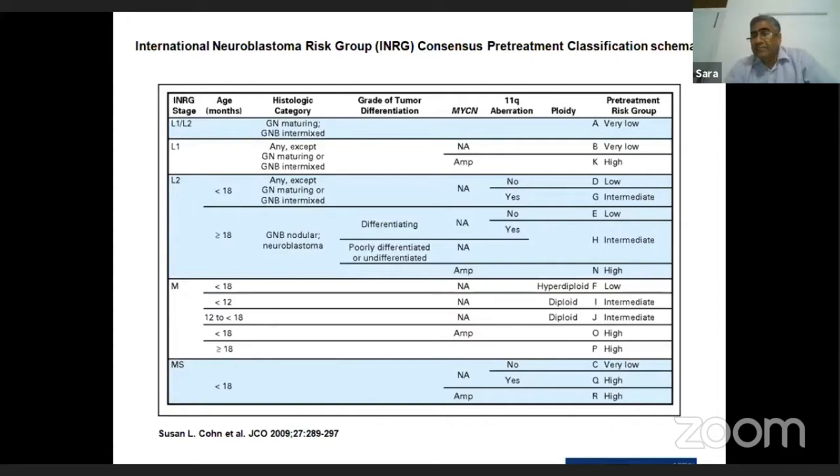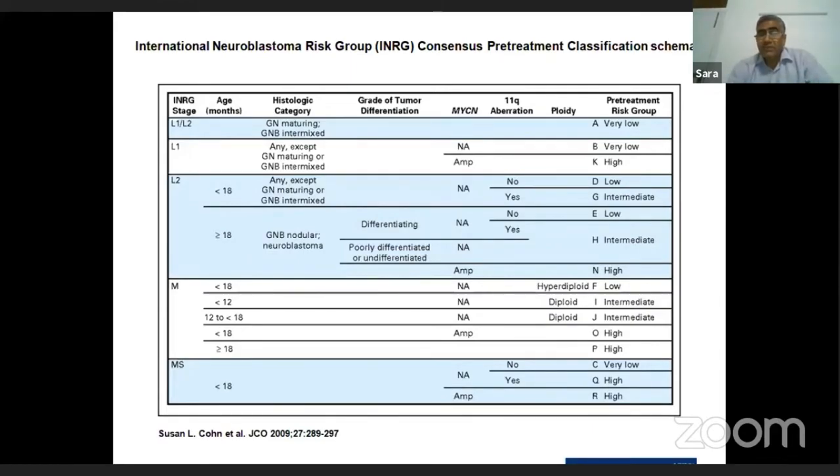In metastatic disease, as I have told you previously, if NMYC is amplified, it is bad prognosis, or more than 18 months is bad prognosis. These are high risk patients. But if you're less than 18 months and NMYC is not amplified and you have hyperdiploidy, it is very low risk of relapse. Such children can do excellent. And if hyperdiploidy is not present, then it is intermediate risk, which would need some chemotherapy.